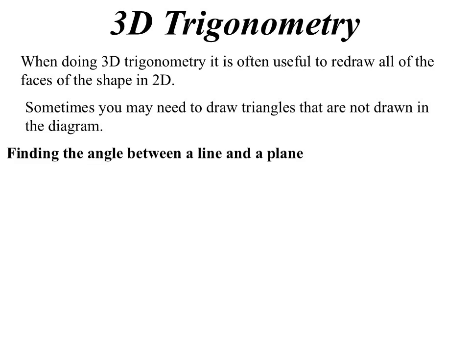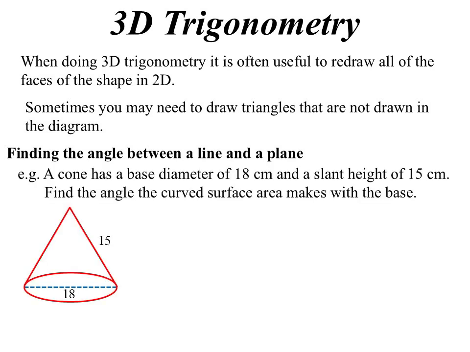But really, there's 2 key ideas in 3 dimensions. Finding an angle between a line and a plane is one of those ideas. We'll use this as an example. We've got a cone, base diameter of 18, slant height 15 centimetres. We want to find the angle that that curved surface area makes with the base. So this would be an example of a line and a plane, the base being a plane, the line being, for want of a better word, one of the edges of the cone, if you think of it as having an infinite number of edges going round. But that gives us the line that we're trying to make the angle with.